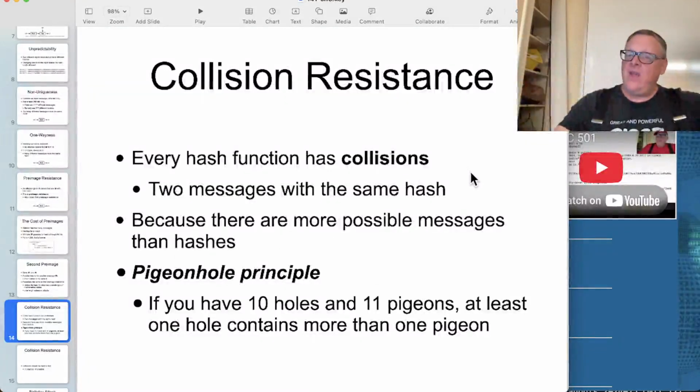All right, so every hash function in principle has collisions. A collision is if 2 different messages hash to the same value. And in principle, every hash function has to have them. That's because of what they call the pigeonhole principle: if you have 10 holes and 11 pigeons, then at least one hole contains more than one pigeon. And we have an infinite number of messages and only a finite number of hash values.